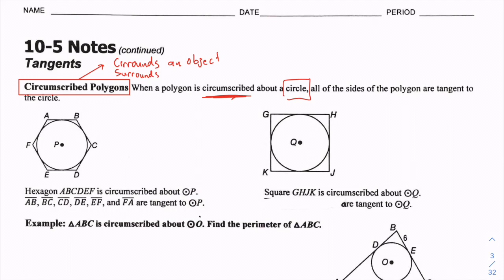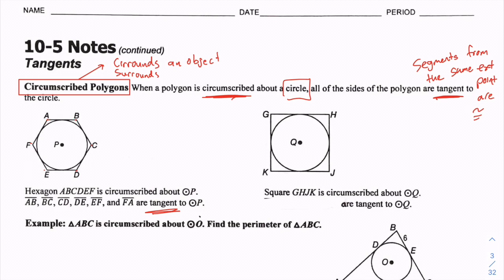Points A, B, C, D, E, F, all these points are exterior points. And all these segments here, like AB, BC, and so forth, they're all tangent to the circle. Each of those segments touches it at exactly 1 point. So if they're tangent to the circle, what does that mean? We know that the tangent segments from the same exterior point are congruent. So we're going to talk about that here.